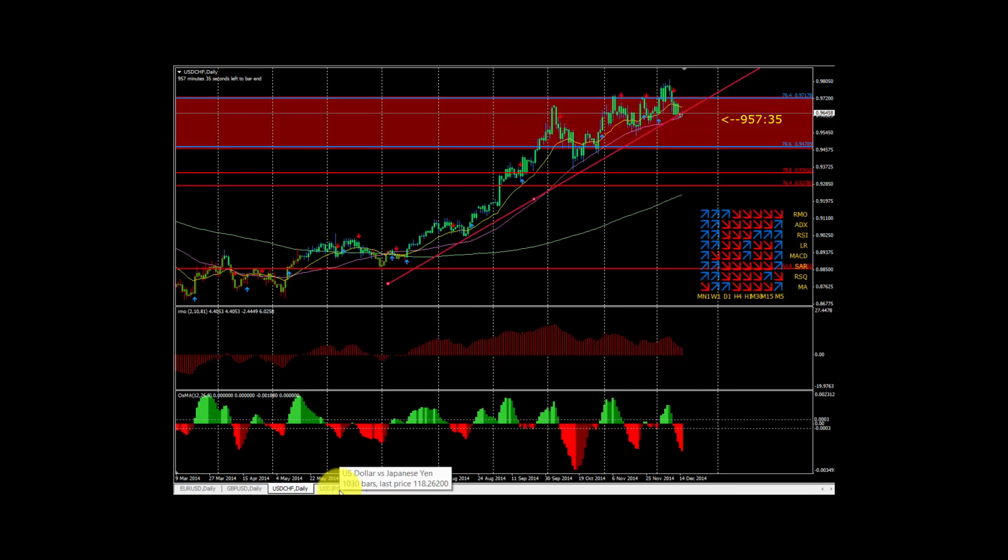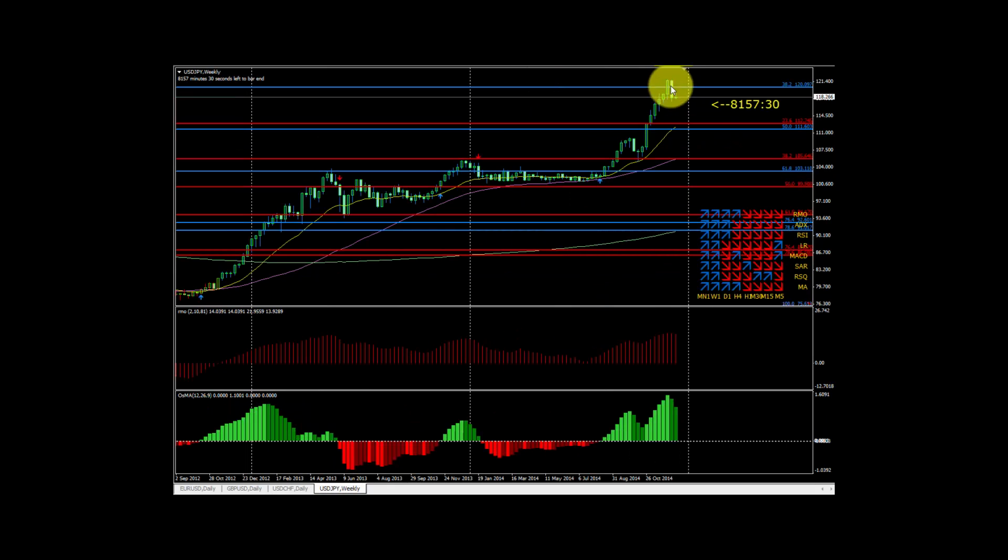I'm going to close it with the US dollar Japanese yen. Here again, the weekly for the US dollar, we saw a lot of negativity for the US dollar against most of its cross pairs, and sure enough, we had the same effect on the US dollar Japanese yen.